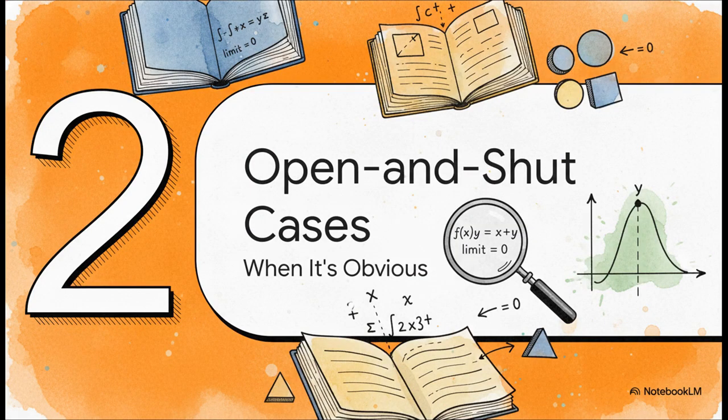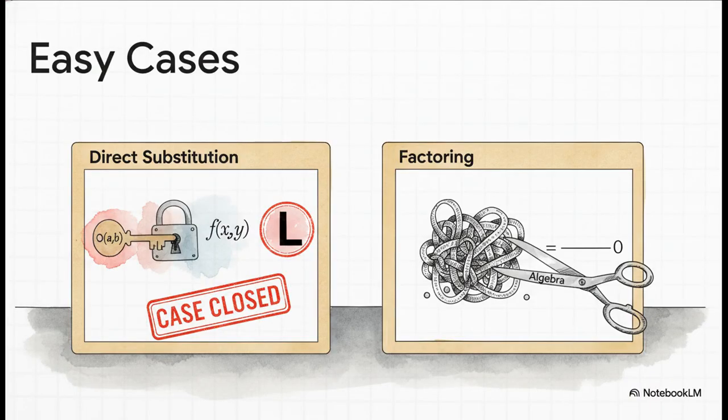Of course, not every case is some grand mystery. Sometimes, the answer is just sitting there right in front of you. And these are what I like to call the open and shut cases. They really don't require a full-blown investigation. So if you're dealing with a nice continuous function, like a polynomial or sine or cosine, a lot of the time you can just plug the point directly into the function, no drama, no mystery. And if you run into that classic 0 over 0 situation, sometimes all you need is a little bit of algebra. Factor things out, cancel some terms, and the answer just reveals itself. So always check for these easy wins first.